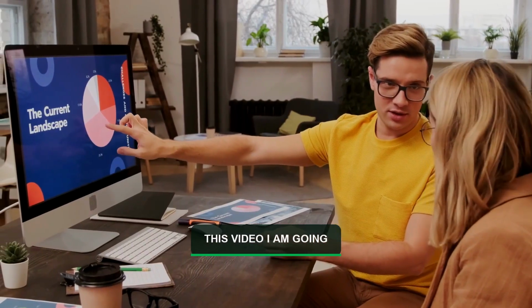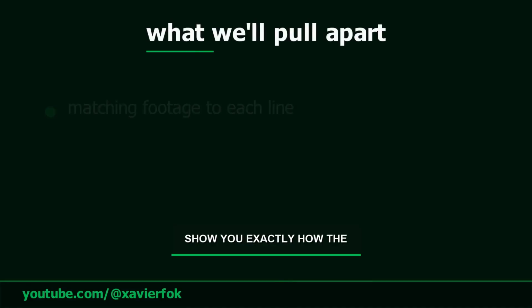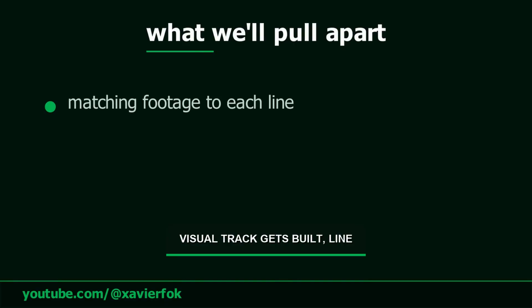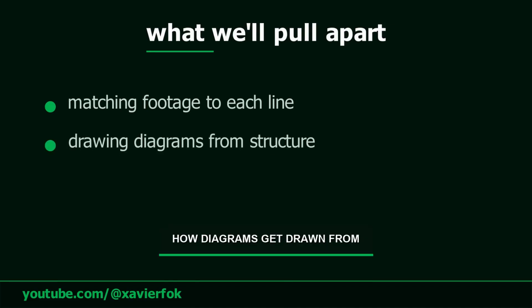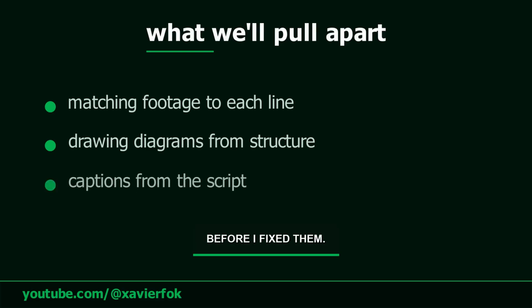So in this video, I'm going to pull it apart and show you exactly how the visual track gets built, line by line, from nothing but the words I wrote. How footage gets matched to each sentence, how diagrams get drawn from the structure of what I am saying, and the mistakes that made it look terrible before I fixed them. No hype, just how it actually works.